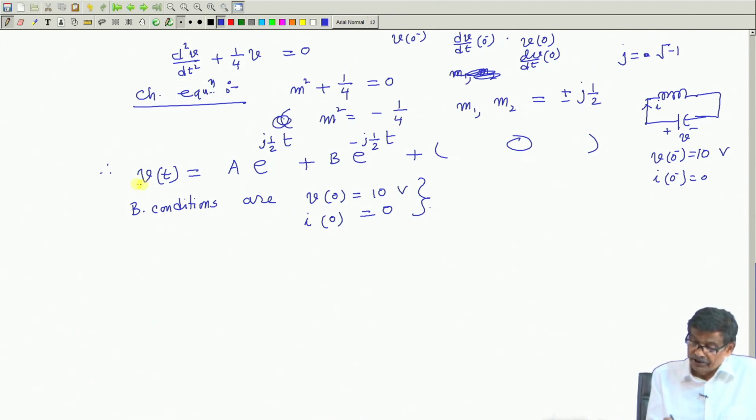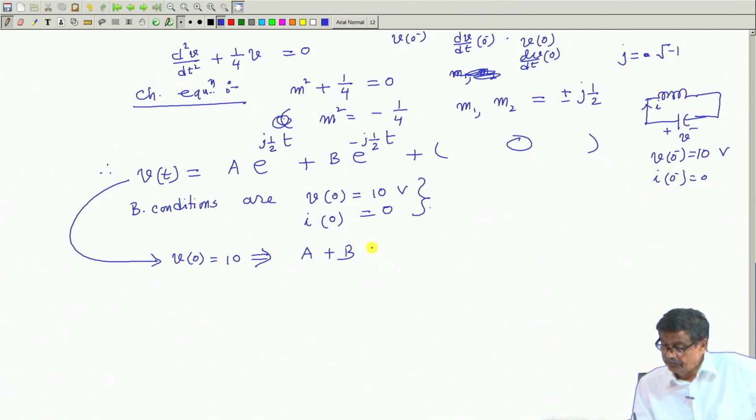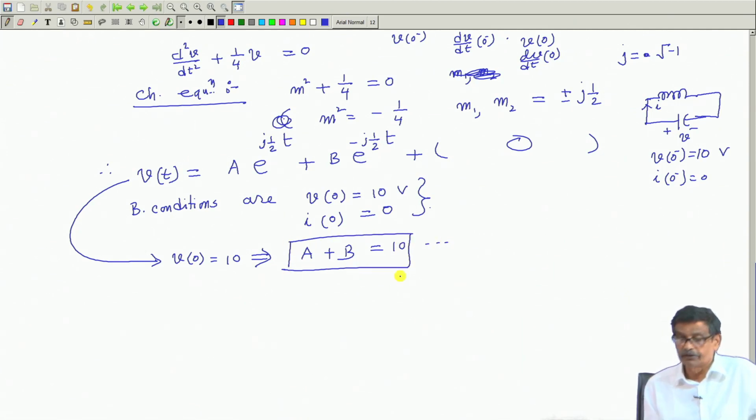Therefore, the first boundary condition will give you, if you put t equal to 0, V(0) is equal to 10 volt, which will give A plus B on the right hand side, equal to 10 volt. This is equation 1, an important equation, because the constants are to be determined. Of course, there are no terms involving the forcing function. So, A and B are to be found out.